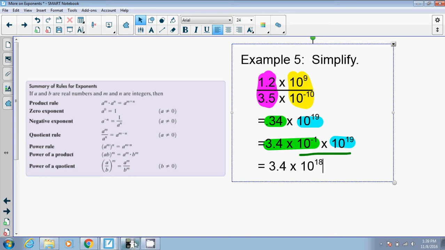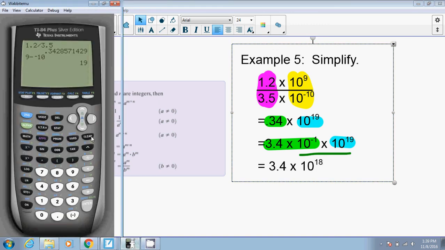Again, a nice way I always like to check my answer is in the calculator. That's why these are available. So I have 1.2 times 10 to the 9th. Remember, instead of typing in the times 10, I can just put that e in for an exponent of 9. And I'm going to divide that by 3.5 times 10, or e, to the negative 10th.